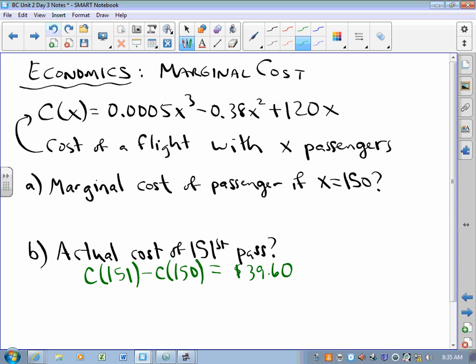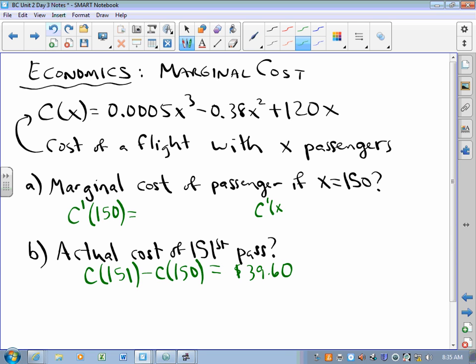In calculus language, the marginal cost is the derivative of the cost function at 150. Marginal cost, and again, on an AP exam, they would have to define that for you. They would have to say, given a cost function, the marginal cost is the derivative at that value. But I'm just saying that is the cost of bringing on a 151st passenger.